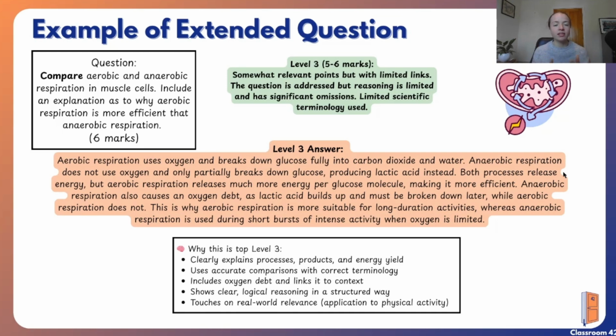And again, this is why aerobic respiration is more suitable for long duration activities, whereas anaerobic respiration is used during short bursts of intense activity when oxygen is limited. So finally, another comparison relating it to muscle cells, because muscle cells are often used during exercise. So it's linking all of our whole question that we've been given together to give an explanation for why it's relevant to muscle cells. So why is this level 3?